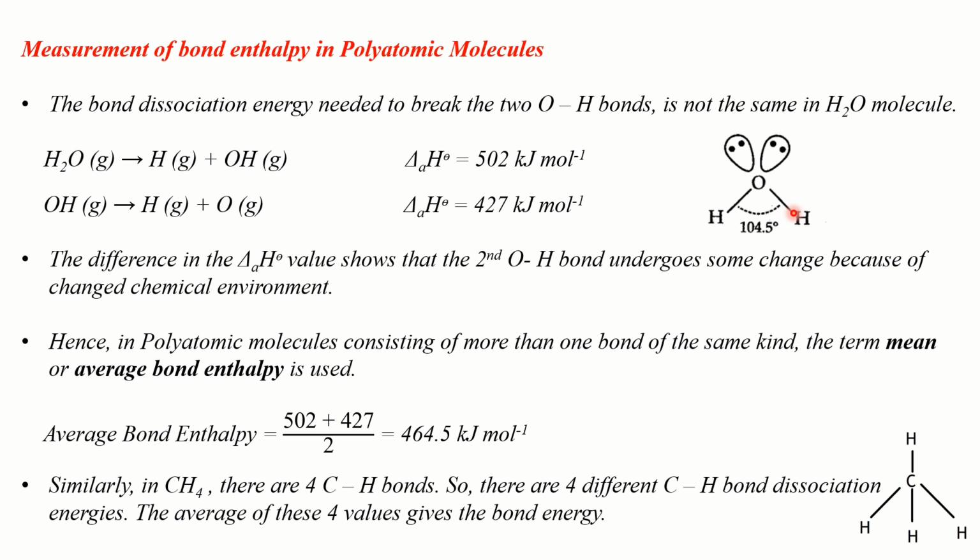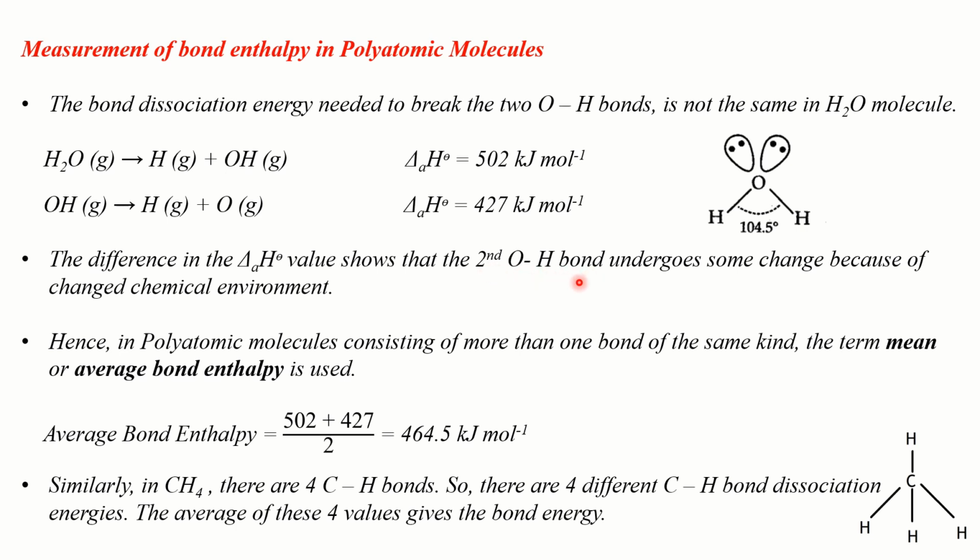Also, after the breakage of the first OH bond, the second OH bond of water molecule undergoes some change due to the changed electronic environment. See, after the breakage of the first OH bond, we are left with only the OH bond. So it undergoes some change in its electronic environment, in its chemical environment. And this is the reason for the difference in the bond dissociation enthalpy of the second OH bond of water molecule.